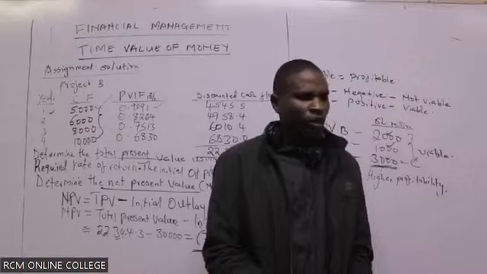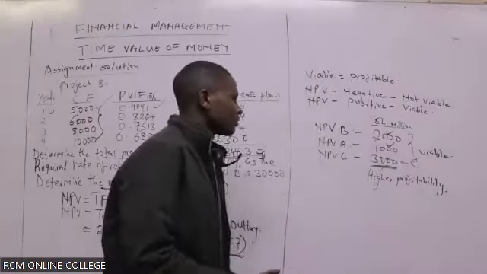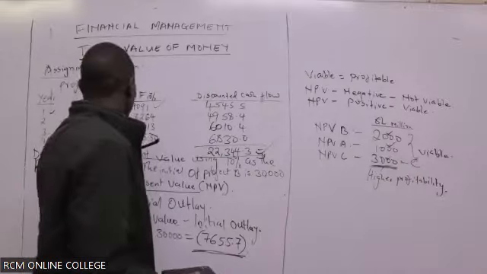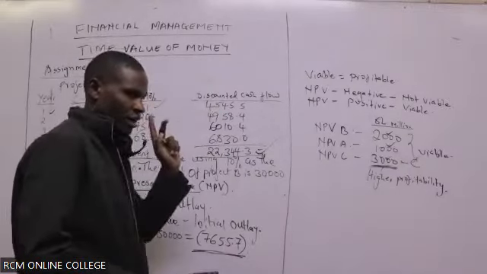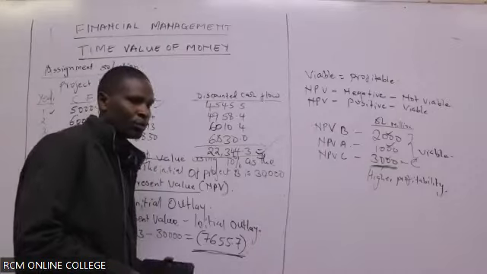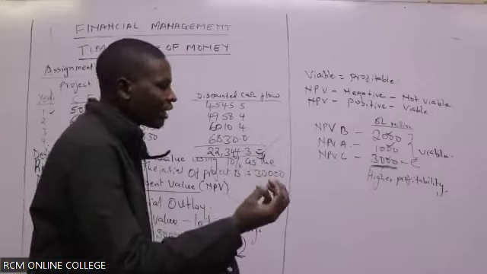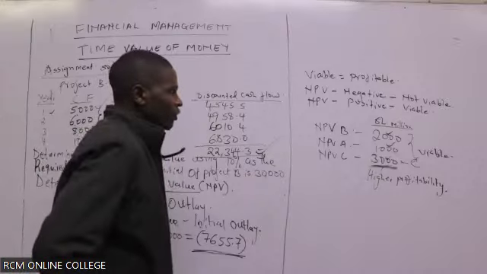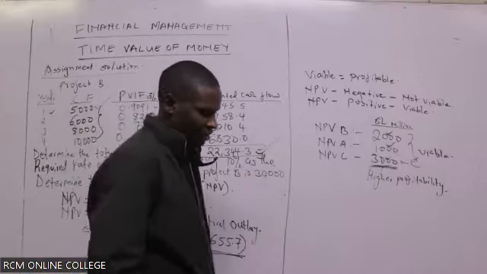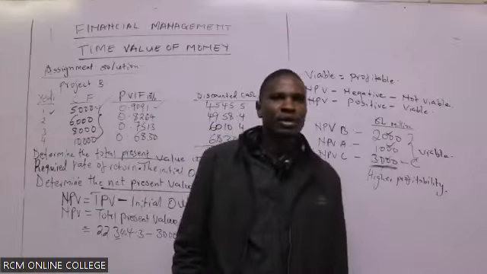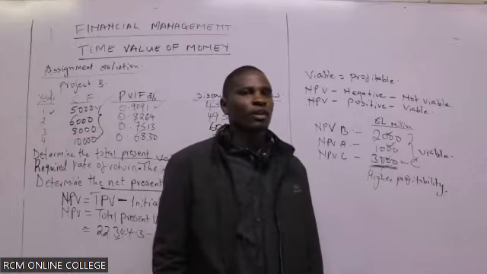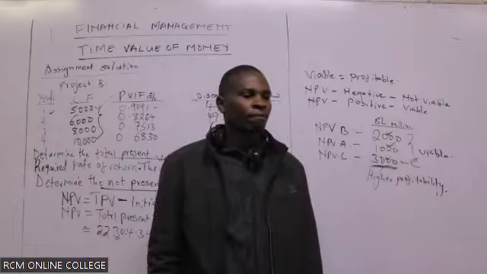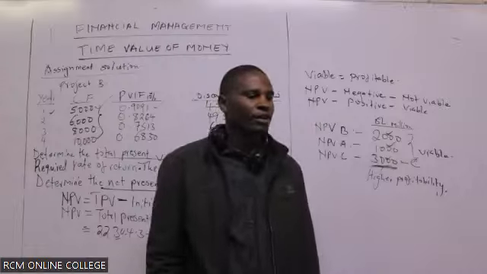So class, are we together as far as discounting of irregular cash flow is concerned? Are we together? Because this should be at your fingertips. The knowledge should be at your fingertips. Are we together as far as that is concerned? Really?